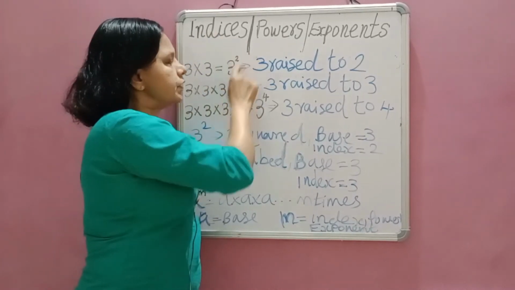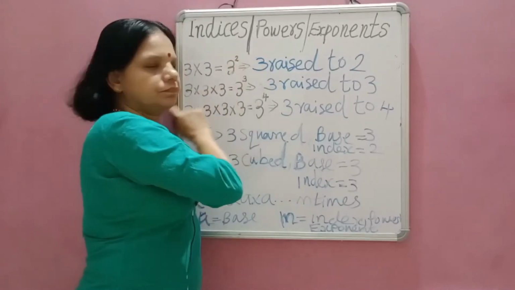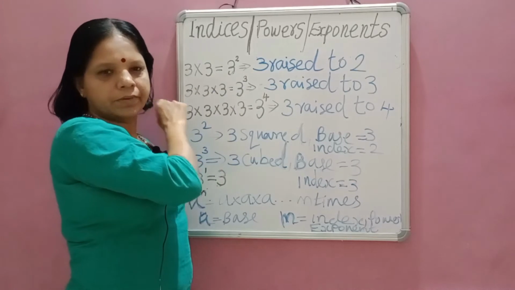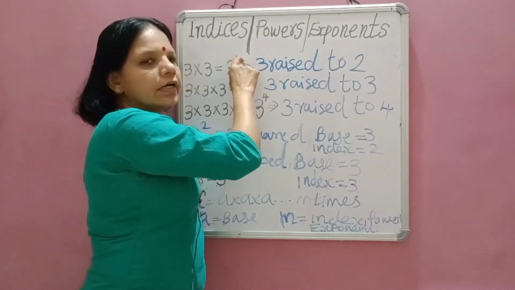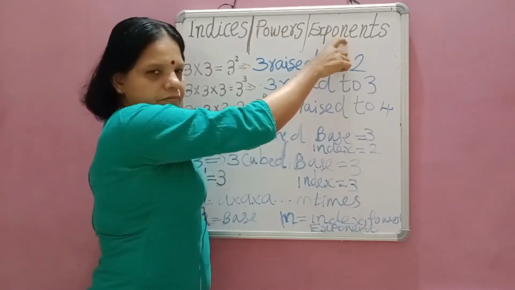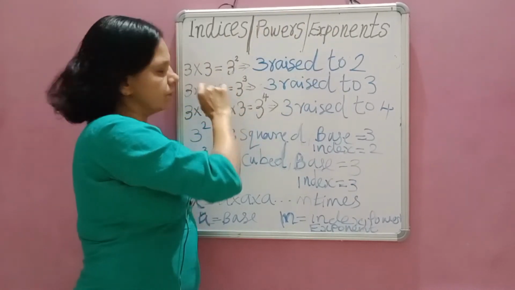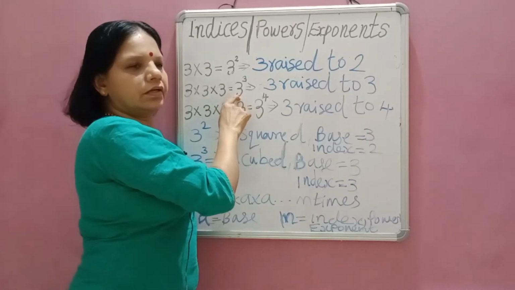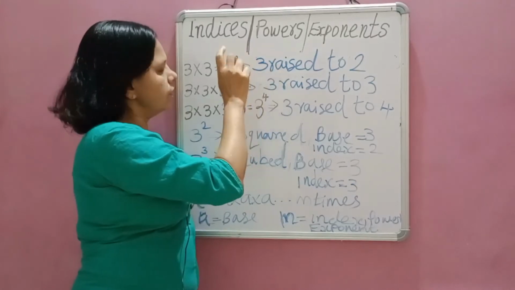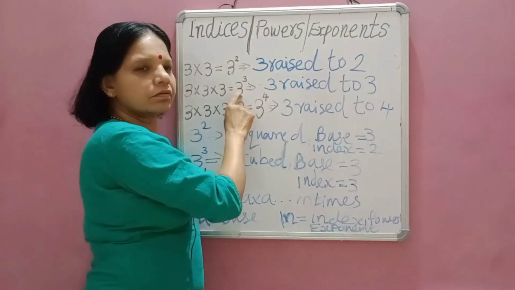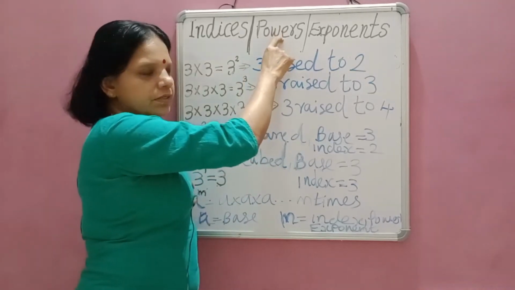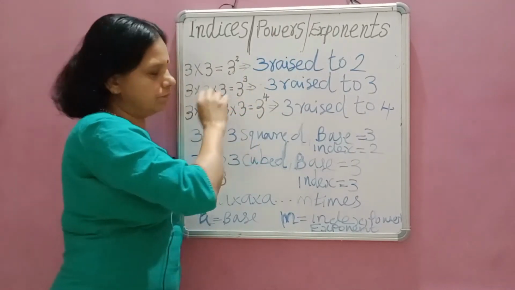So here there is a special name for this 3 and 2. 3 is called base. And this 2 is called index or exponent or power. Here 3 raised to 3, or 3 cube, 3 is base, and index is 3, or power is 3, or exponent is 3.